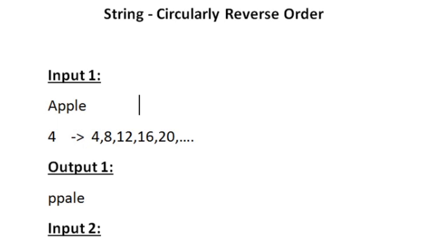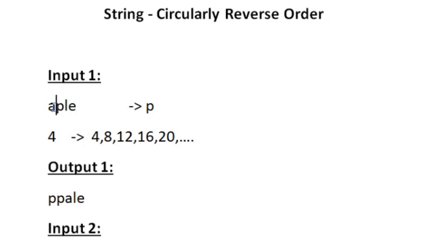First I am printing it and then I am deleting this p. Now the string becomes APLE and we have deleted the fourth character. The next multiple is 8 and we have stopped here. The fifth character would be this A, and then the sixth character would be the last character E, because we are traversing circularly in reverse order. So after A we would go back to E again.